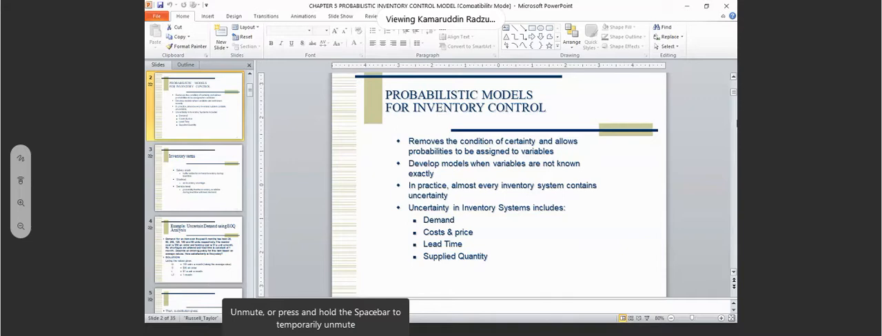So in practice, almost every inventory system contains uncertainty. Of course, this uncertainty may come from the demand, cost and price, lead time, and also from the supply quantity.